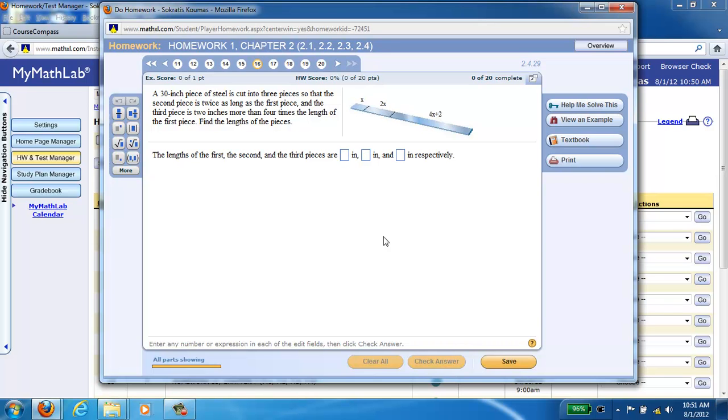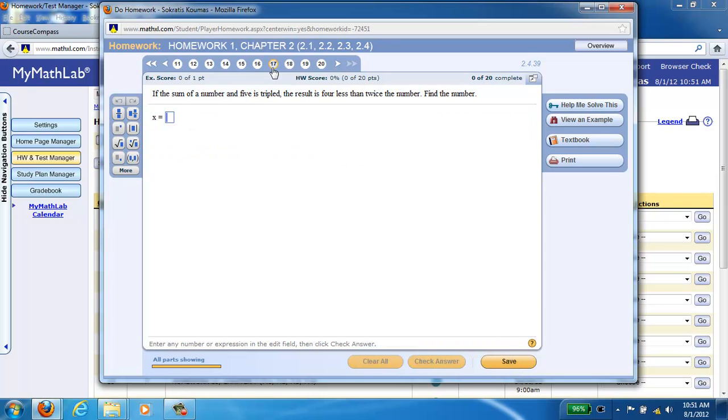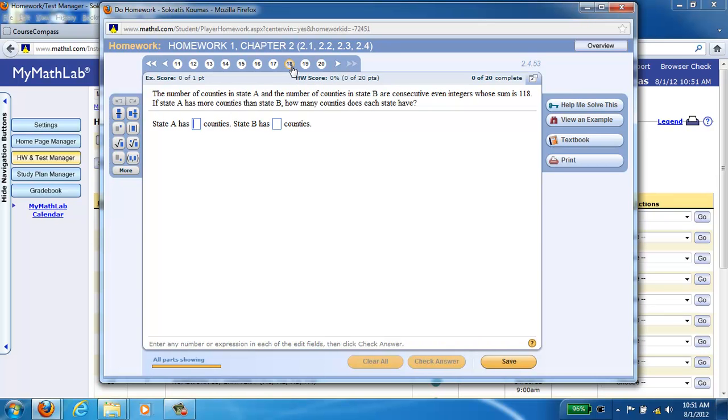This problem number 16, this is 30 inches, and as you can see you have the relationship here, x, 2x, 4x plus 2. So what you do is that you solve for x and then you figure out each one of the lengths of these pieces. Next one, if the sum of a number and 5 is tripled, the result is 4 less than twice the number. So you have to make the left side and the right side of the equation. Up to tripled is the left side of the equation, and after that it's the right side of the equation, and you solve for x.